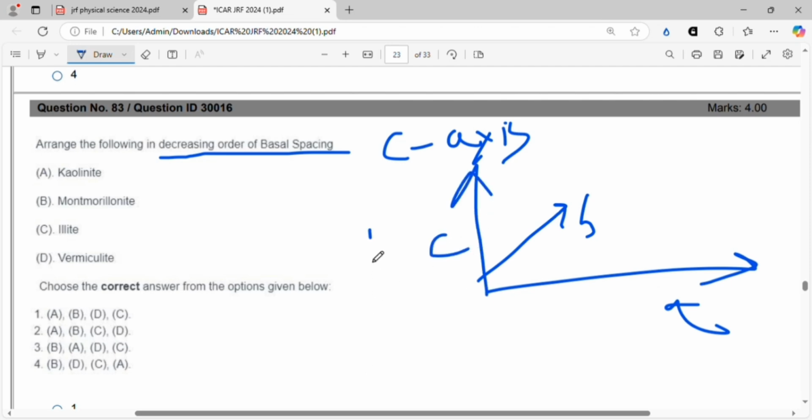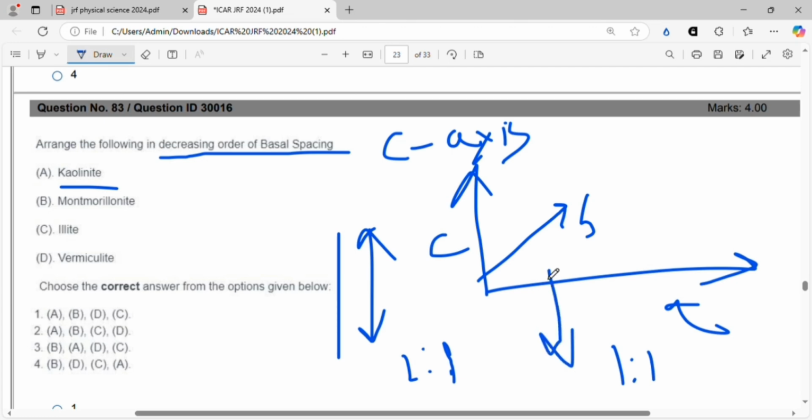So the space between two layers, in the case of montmorillonite, illite, and vermiculite, between 2:1 layers, the space is the c-axis spacing, and in the case of kaolinite, between 1:1 layers, the spacing is the c-axis spacing. All right. So you have to know this. This is a very basic question from mineralogy, and I don't think there will be any problem in solving this question.